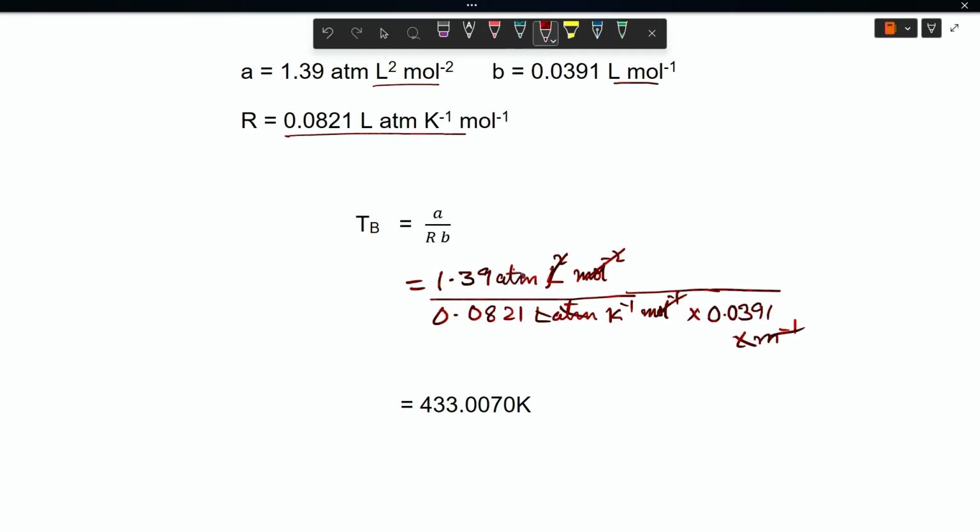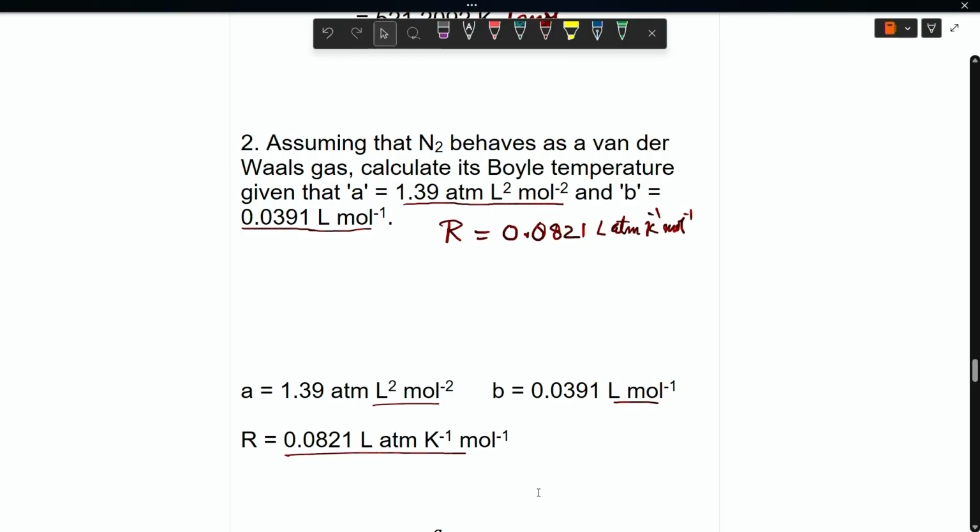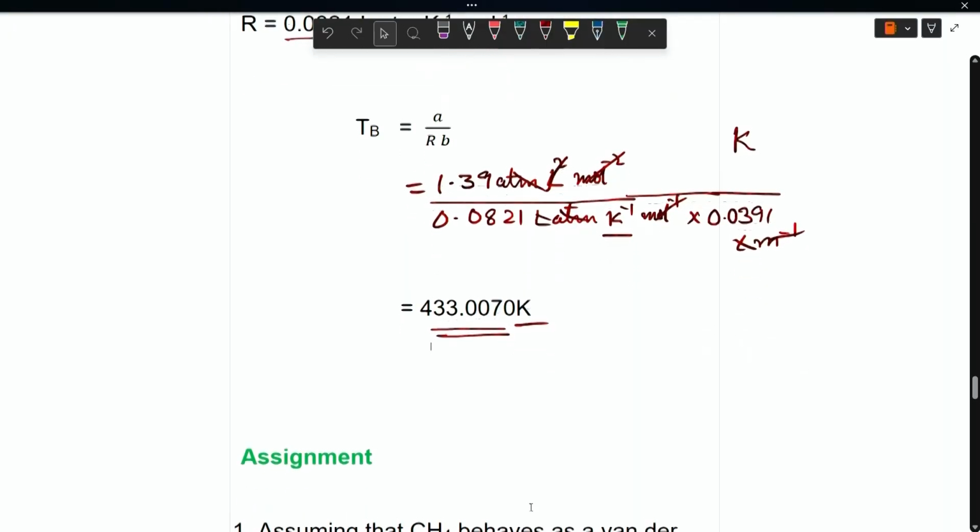Atmosphere and atmosphere get cancelled. K raised to minus 1 goes to the numerator, it becomes K. So, the unit will be in Kelvin. The answer is 433.0070 Kelvin. So, you will have to be careful in choosing the value of R. In some cases, they will be giving the value of R. If they are not giving, you should be very cautious in choosing the value of R.